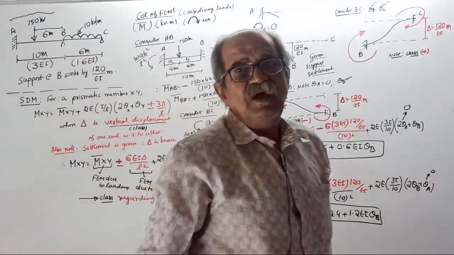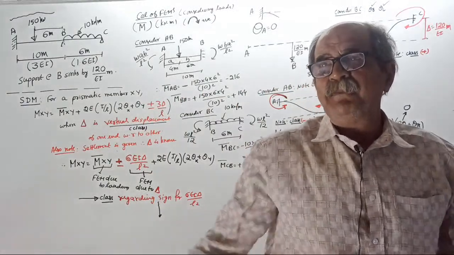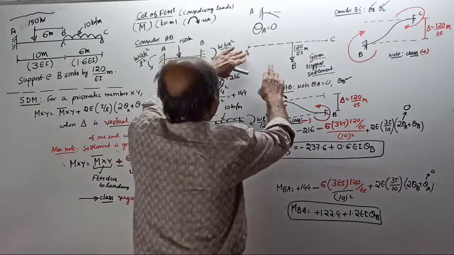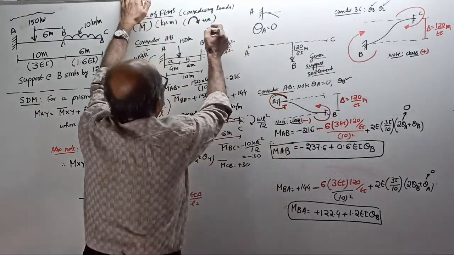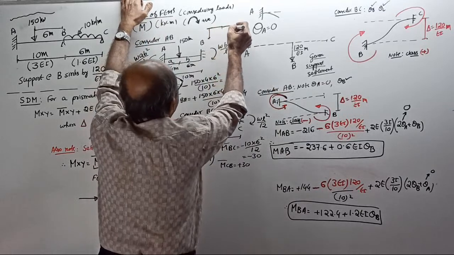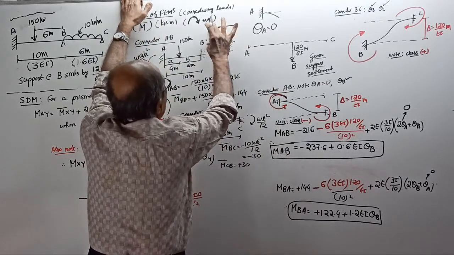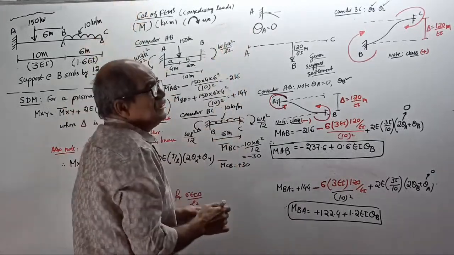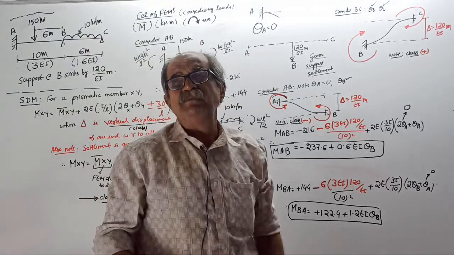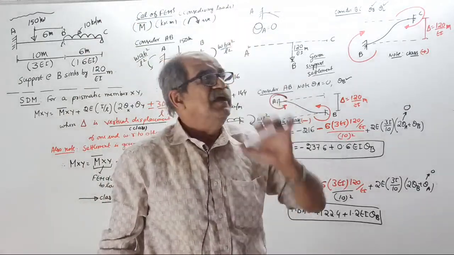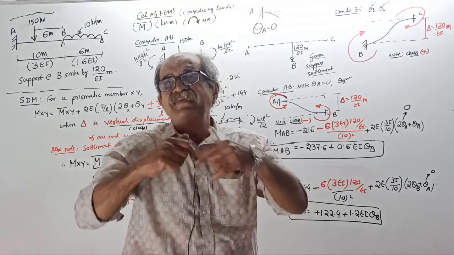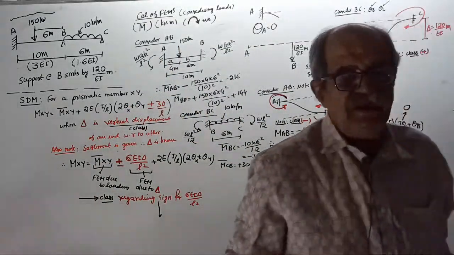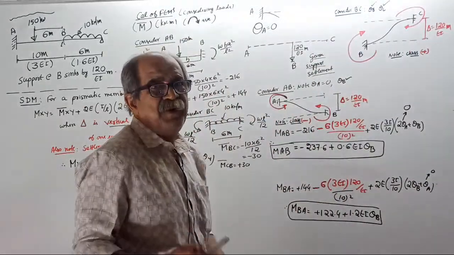Clear now? When you calculate FEM, suppose the left support sinks, the effect is only for AB. Why? If A sinks, then for AB delta will come, BC will not. Same way, if support C sinks, then AB has no effect on fixed end moment, the effect is only for BC. Because B sinks, the effect comes for both spans. Okay, start. Now, I will not waste time, I will do it a little fast.